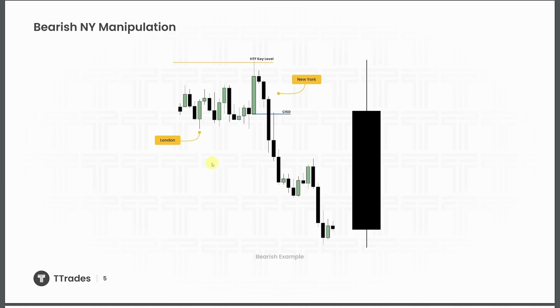Similarly, on the bearish profile, London is consolidating or failing to reach a higher time frame key level. New York manipulates this range or London's range, changes the state of delivery, and then gets a continuation lower. Let's hop into TradingView and go over a few examples of these.